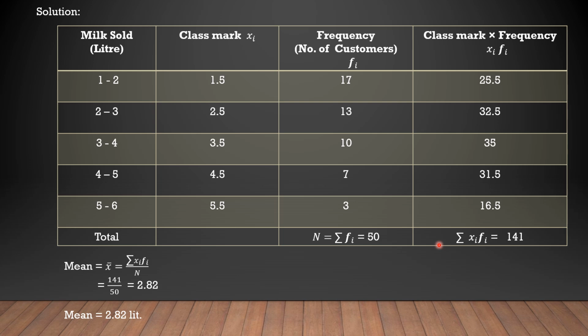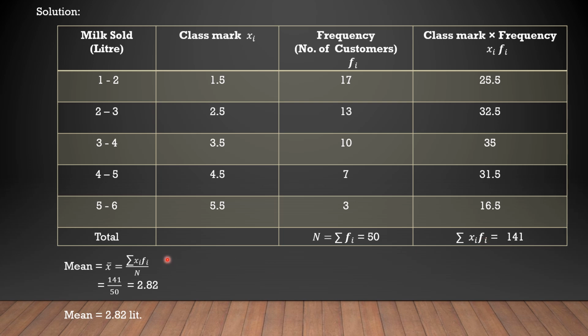Then we find the value of summation of Xi Fi. So summation of Xi Fi is the total of all these values: 25.5 plus 32.5 plus 35 plus 31.5 plus 16.5. After adding all the values, we get 141. So summation of Xi Fi is equal to 141.